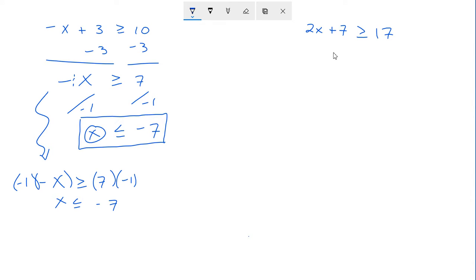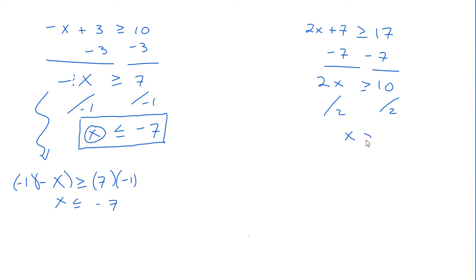Okay, now let's isolate the x over here. Subtract 7. 2x is greater than or equal to 10. Divide by 2. In this case, we do not have to flip the inequality because we're not dividing by a negative. So x is greater or equal to 5. So that's our other inequality where x is isolated. So now let's draw these on number lines.